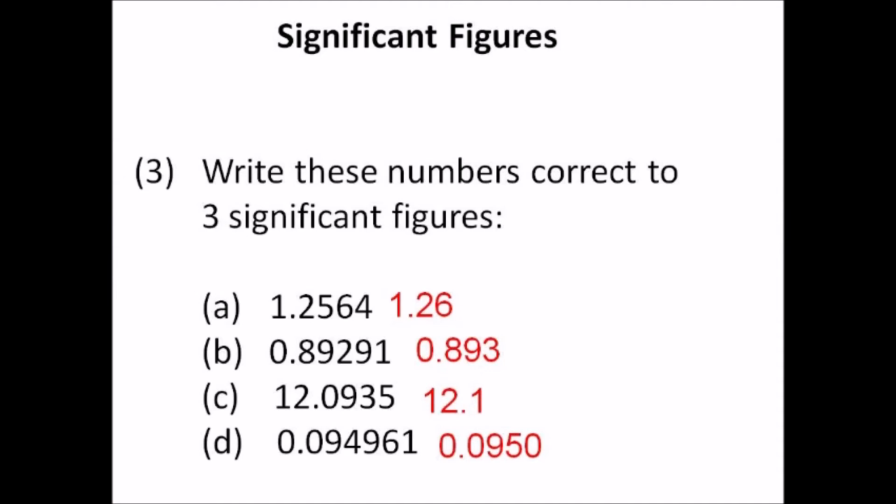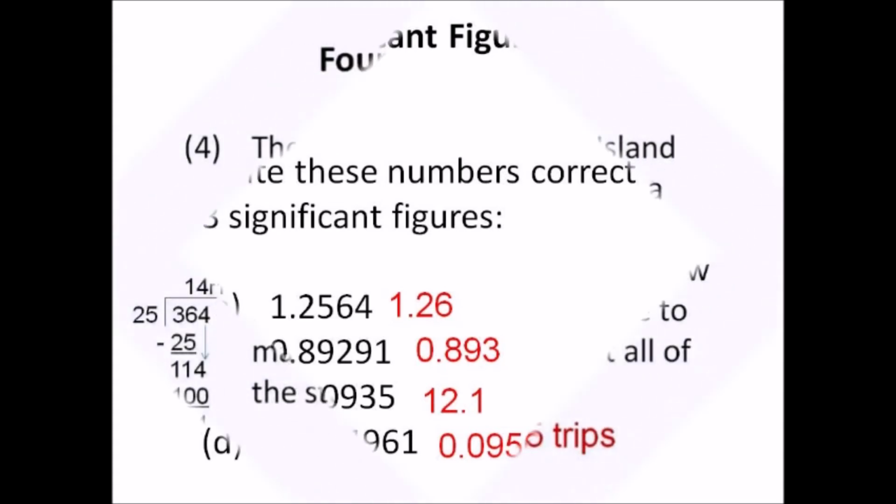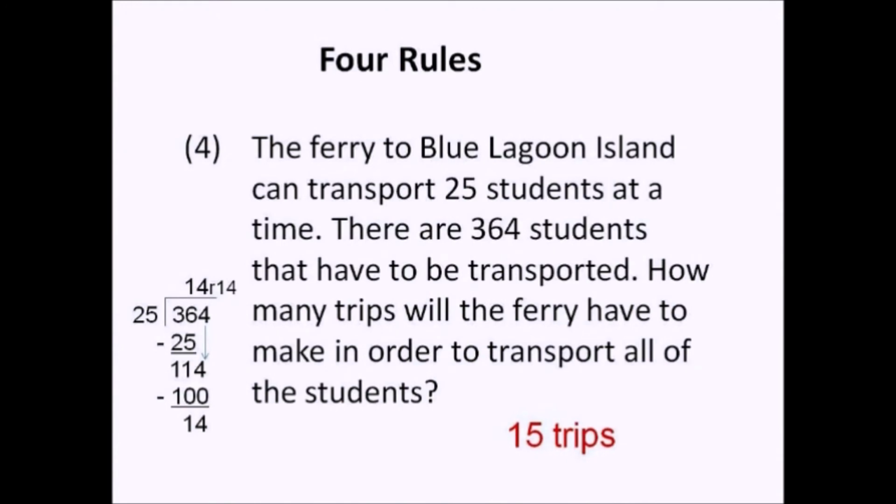First one is 1.26, 0.893, then 12.1, then 0.0950. Again, for this one, you got 0.094. Add a 1 to the 4 to get 5, because you have a 9 at the back of it. So that's how you do significant figures. Remember, 0 to the front isn't significant, 0 at the back isn't significant, but in the middle it is. Like 3C, that 0 in the middle there is significant. Okay, let's move on to number 4.